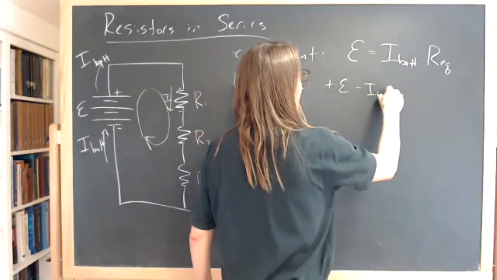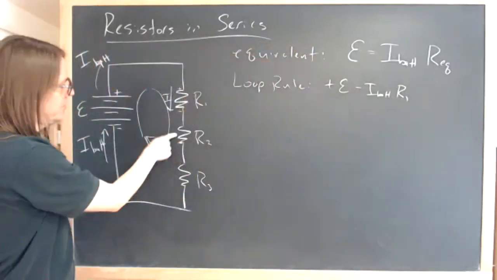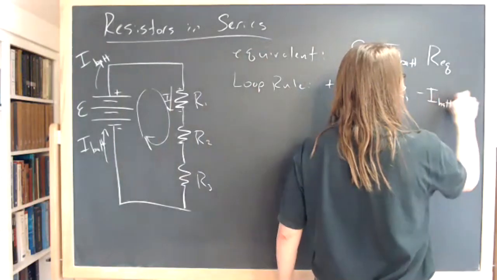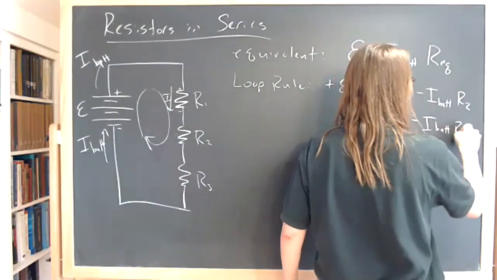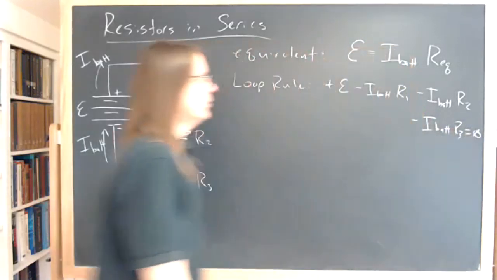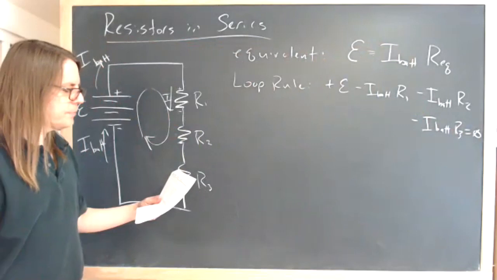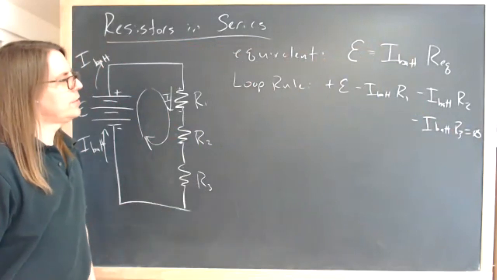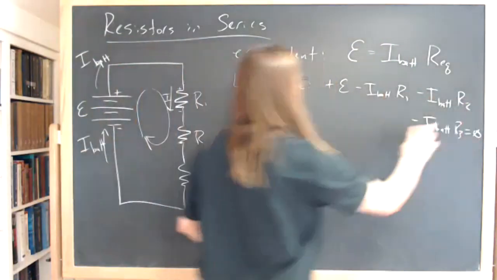Minus I bat R1, that's the delta V there. And same thing here, and same thing here. Minus I bat R2 minus I bat R3 equals 0. So there is our equation. And now what we can do is rewrite it to look like this equation. What we're going to do is move those to the other side.